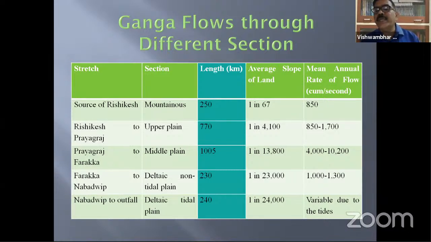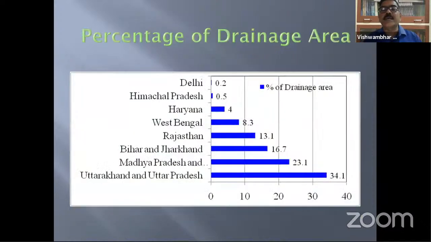And so these are the mean annual rates of flow also, because from Navadvip, it is variable due to the tides, and then also average slope varies from all these different sections of the Ganga.